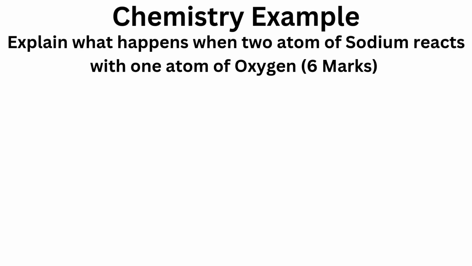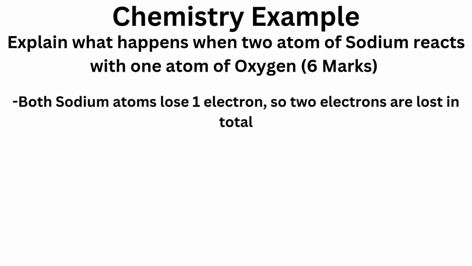Chemistry example now. 6 marks, so 6 points. So, let's discuss what would happen by clearly linking each point to each other. So, 1 sodium atom loses 1 electron. So among 2 atoms, 2 electrons are lost. This forms 2 Na+ ions.